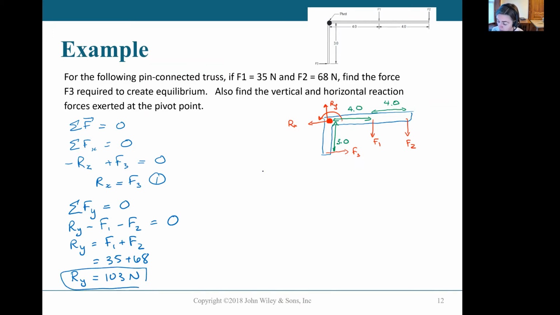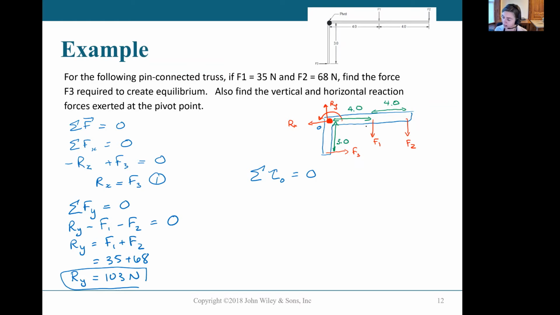Now we need to set the sum of the torques equal to 0. We'll do them about this point here, which I should have labeled O. All right, so the reaction forces Rx and Ry can't exert torques about that axis because they're acting at that axis. So we're just going to have 3 torques to consider, the one from F1, the one from F2, and the one from F3. So let's start with the one from F1.